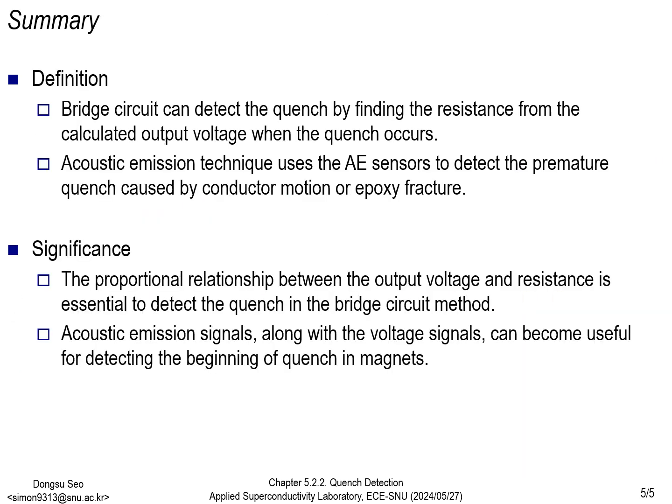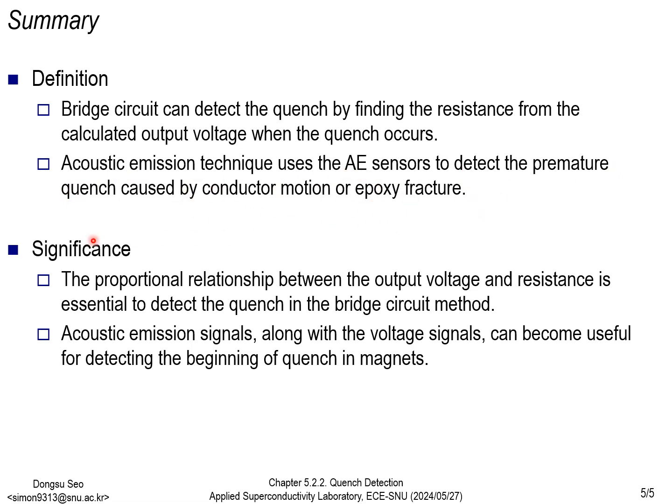For this lecture, we have covered the quench detection methods using two different techniques: quench voltage detection by bridge circuit and premature quench detection by acoustic emission sensors. First, the bridge circuit can detect the quench by the output voltage equation when the quench occurs. Second, using the AE sensors may detect the premature quench caused by conductor motion and epoxy cracking.